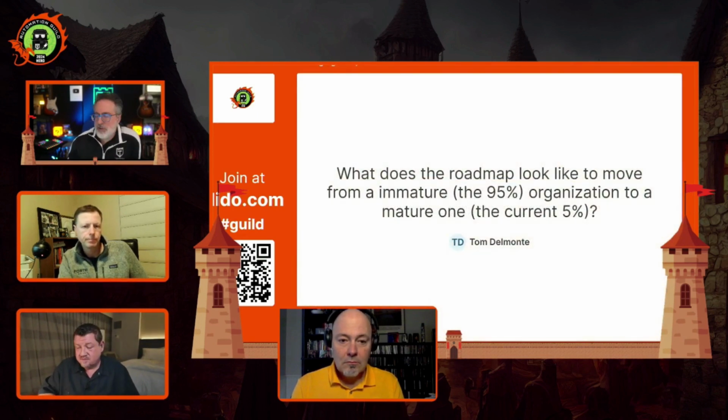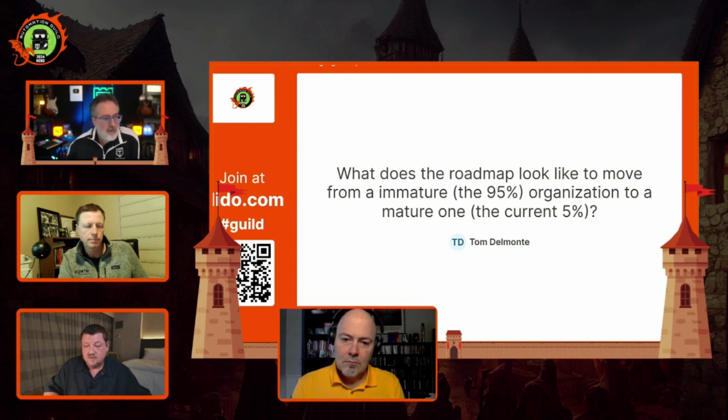Great. So this is a good follow-up, Tom. Thank you. I was about to ask this. So what does the roadmap look like to move from an immature, say 95% of organizations, to a mature one, the current 5%?